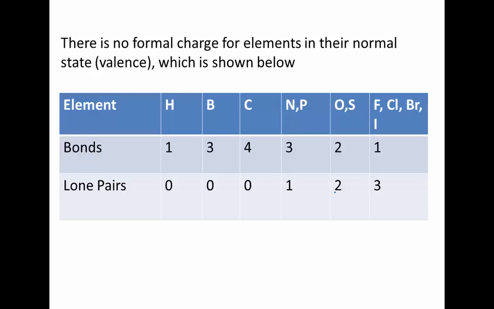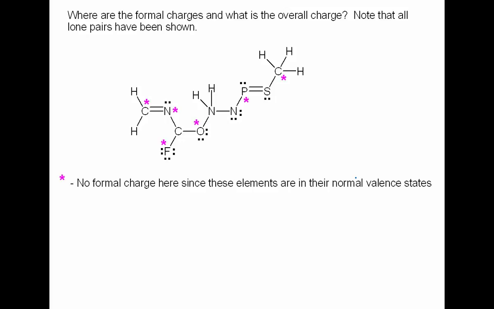Nitrogen and phosphorus should have 3 bonds and 1 lone pair. Oxygen and sulfur should have 2 and 2. And the halogens should have 1 bond and 3 lone pairs. So when we have this situation, these elements do not have a formal charge. And so you know that you should not waste your time doing a formal charge calculation when one of these atoms appears with this arrangement of bonds and lone pairs.